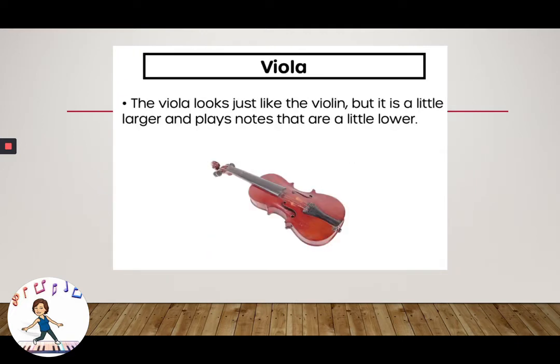The viola. The viola looks just like the violin. Let's listen to it. Here's the viola. Let's try that again. Here is the viola. The viola is a little larger and plays notes that are a little lower than the violin that we just heard. So you'll notice that it's a little bit lower. All right, let's move on.